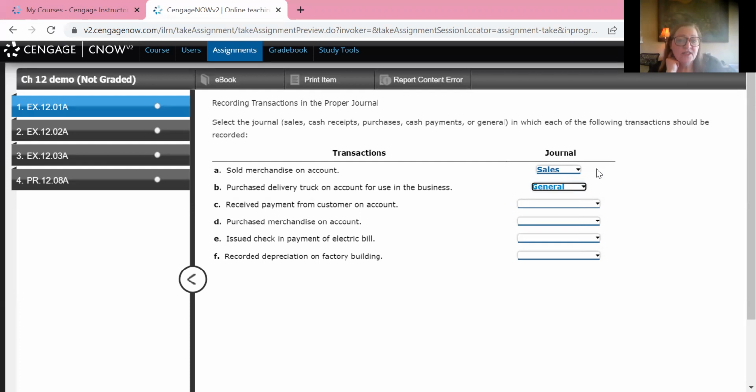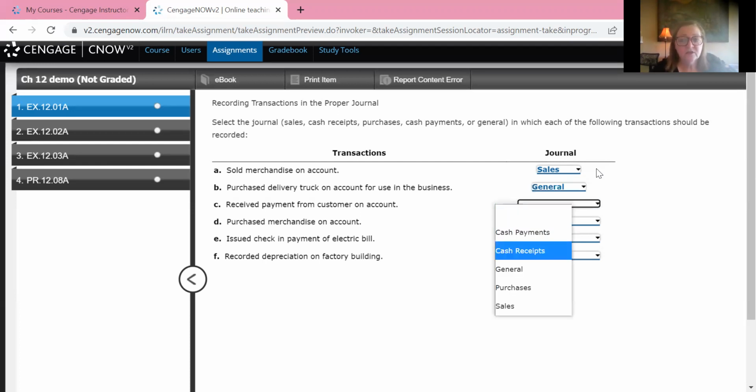And then the next one, received payment from customers on account. Okay, so that is also very clearly cash receipts. It's from customers on account, and it's related to the sales, but it's the credit customers. So we're going to put it in the cash receipts journal. Any kind of cash receipts, we're probably going to put in the cash receipts journal, right?